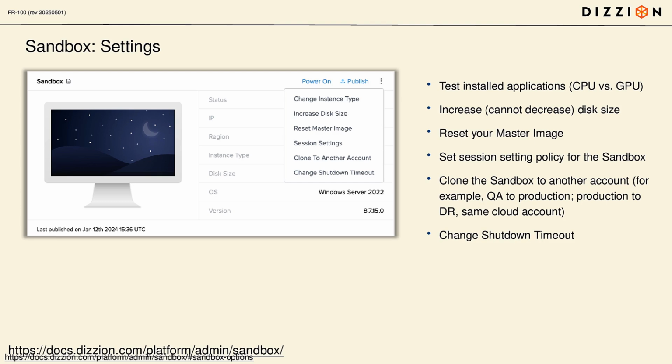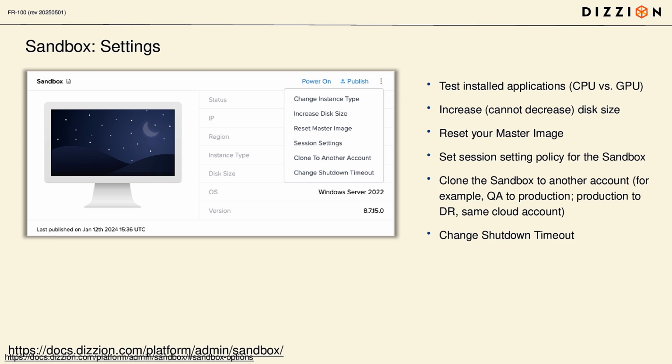Session settings are typically set at the frame account level. Because the Sandbox is special and only used by administrators, you may need to override certain settings. For example, if you disabled the download-upload file feature for your users, but need to upload a software installation package from your workstation onto the Sandbox, you might want to enable the upload feature in the Sandbox's session settings.